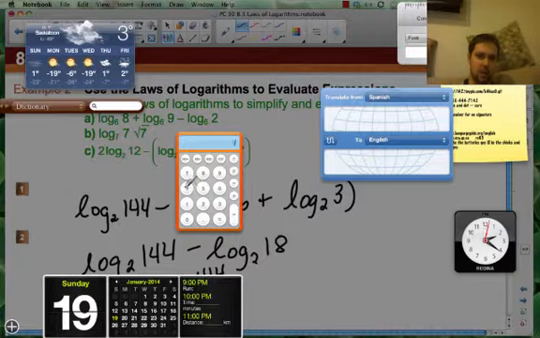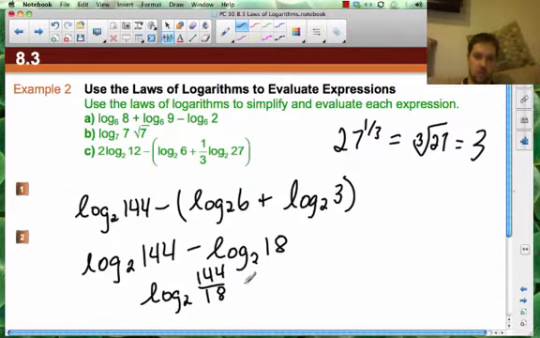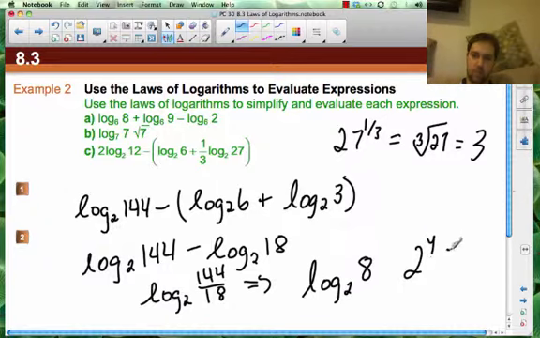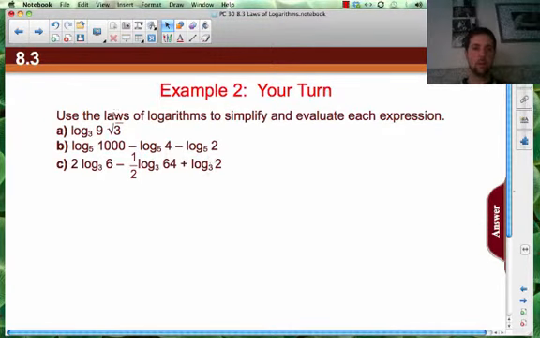Okay, let's try that again. 144 divided by 18, and you get 8. So we rewrite this whole thing as log base 2 of 8. 2 to the what power will give you 8, and you can see by inspection that the answer is 3. Okay, so here's the your turn.